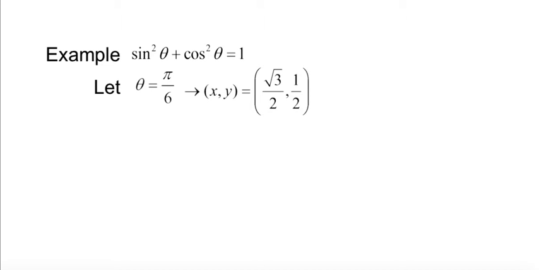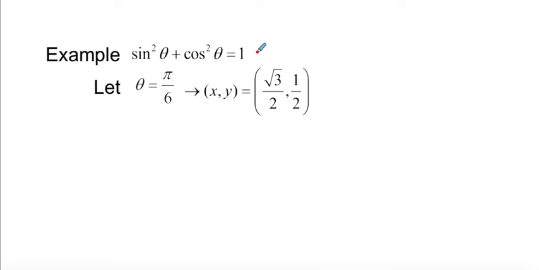So this means that for every ordered pair on the unit circle, when your theta is pi over 6, then sine squared of pi over 6 plus cosine squared of pi over 6 is equal to 1. This sometimes confuses people just because of the way that it's written.